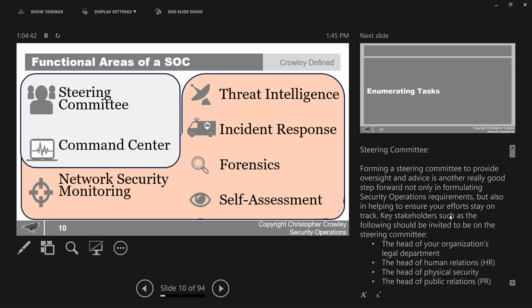I call this function network security monitoring, but it's basically all of the monitoring that happens.